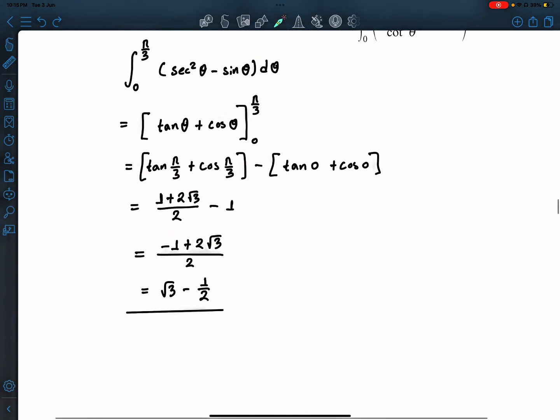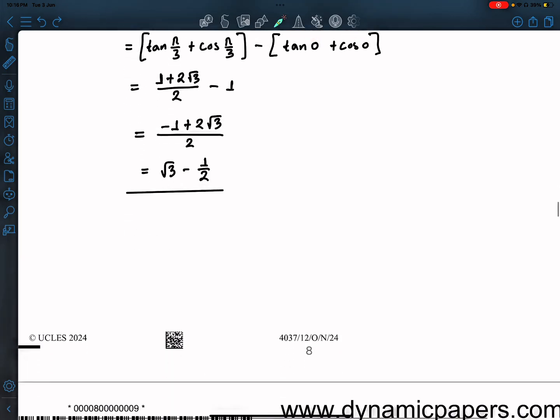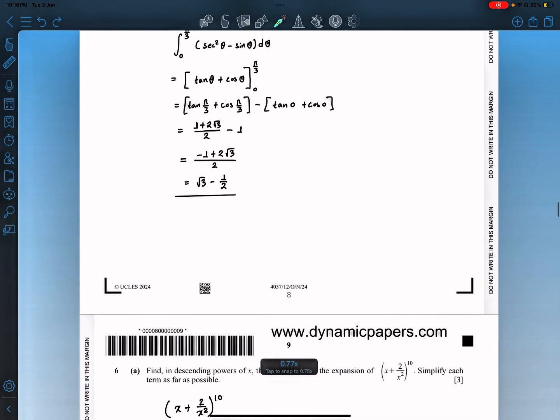Okay, so the integral of minus sine theta is plus cosine theta. That's what we should know. We input our value of theta, which is pi by 3, and then we input the value of 0 as well. And then we find the value to be root 3 plus a half, minus 1 plus 1. Once we put everything together, we find 1 minus 2 root 3 over 3. And then if we distribute the half over the two terms on the numerator, we get root 3 minus half. And that's it.